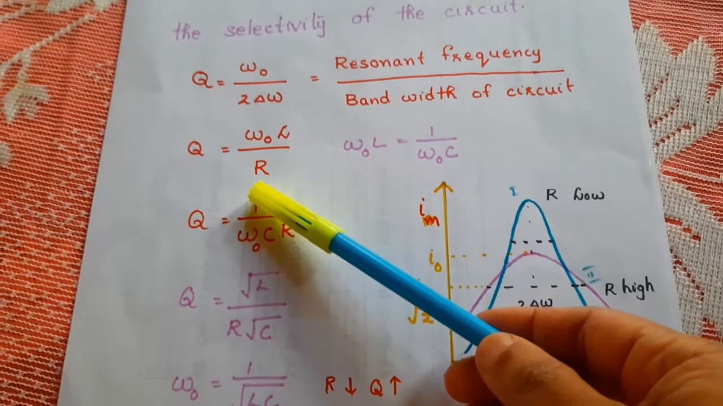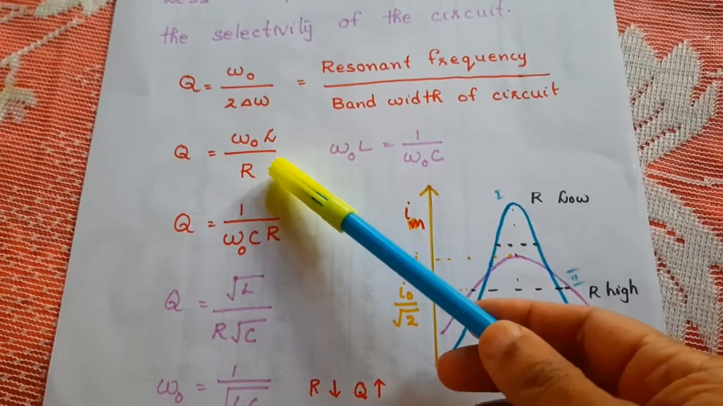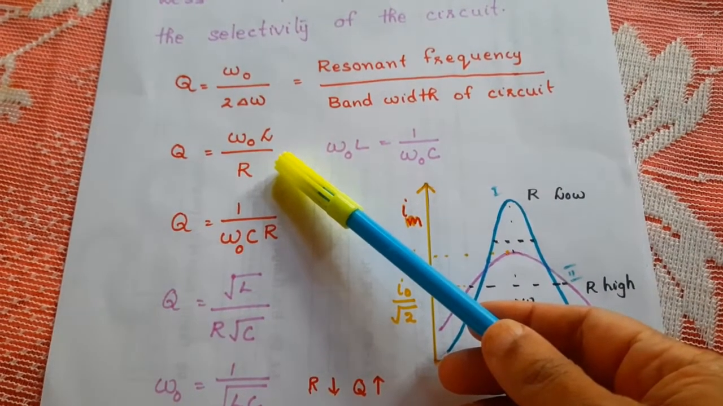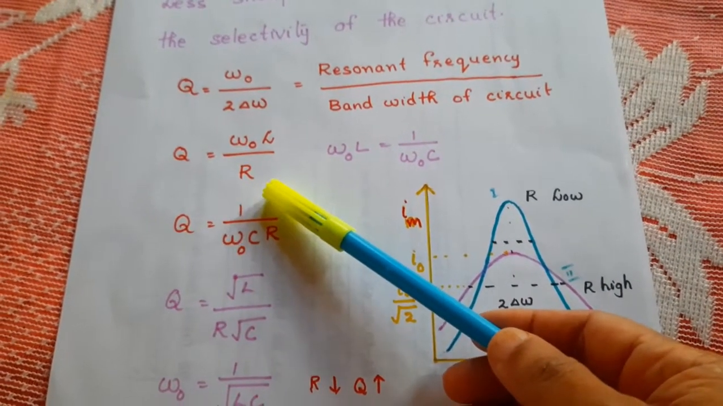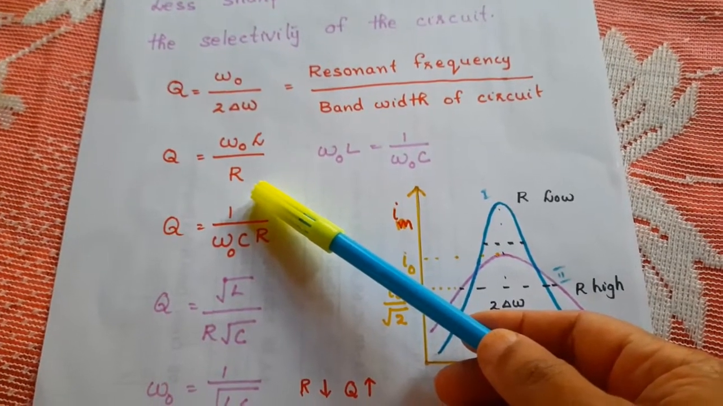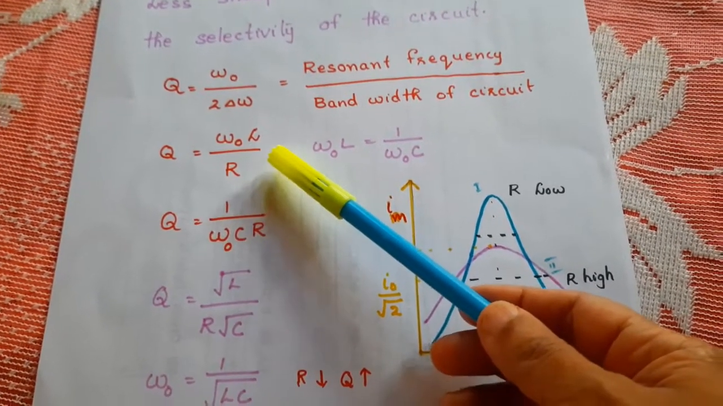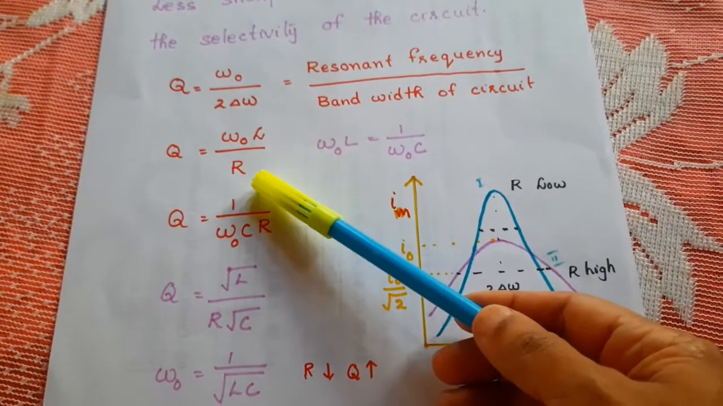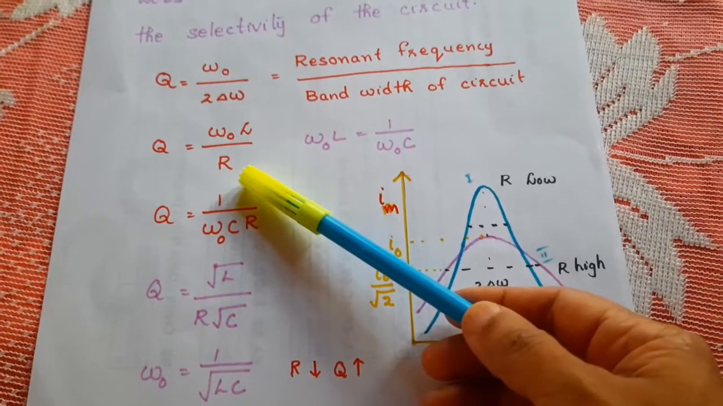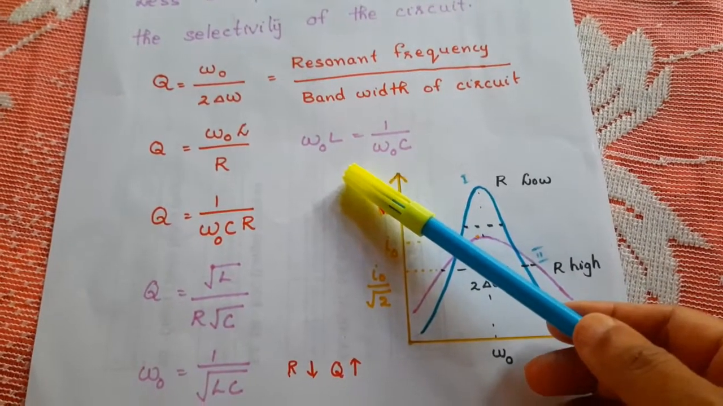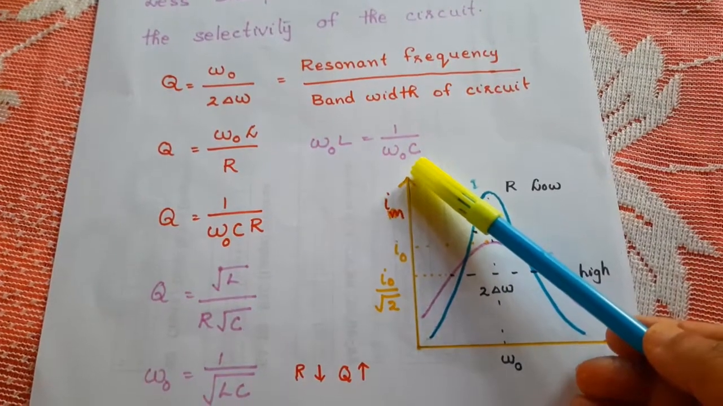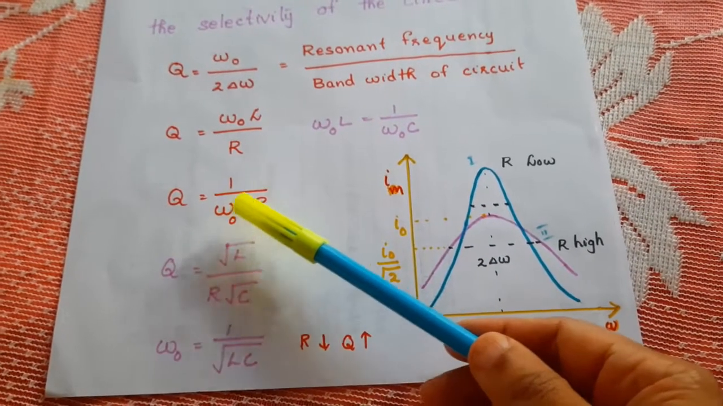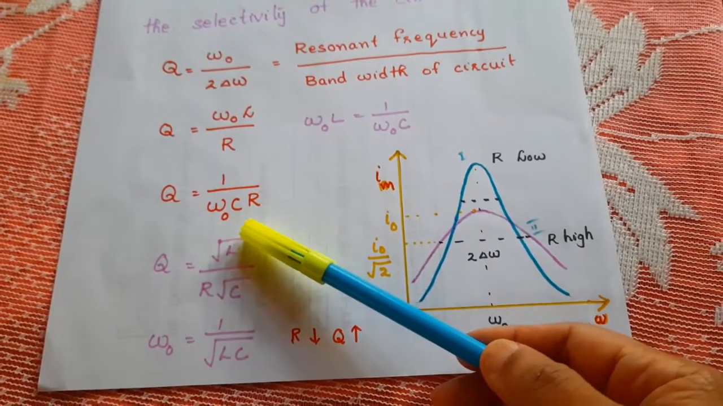So Q factor is also equal to voltage across the inductor by voltage across the resistor at resonance, or it is the ratio of inductive reactance to resistance at resonance. At resonance, inductive reactance is equal to capacitive reactance. So we can write the equation as Q is equal to 1/(ω0CR).